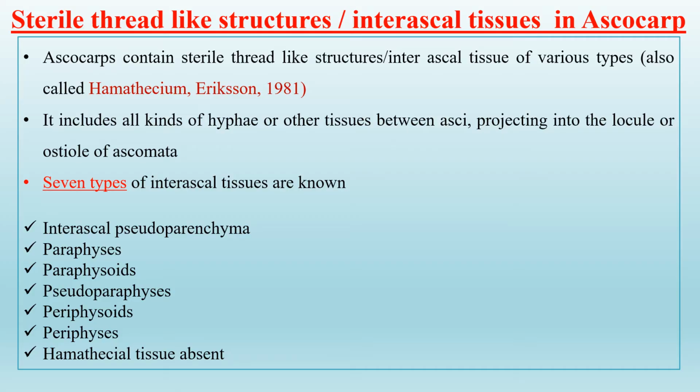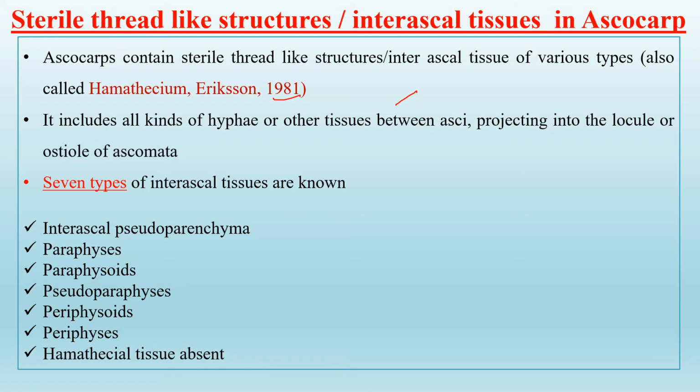So what are those sterile thread-like structures? Ascocarps contain sterile thread-like structures, or interascal tissues of various types. These sterile thread-like structures are also known as hamathecium. Hamathecium is the term given by Eriksson in the year 1981.